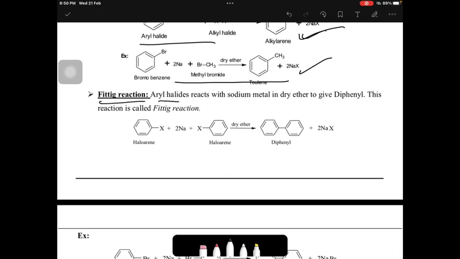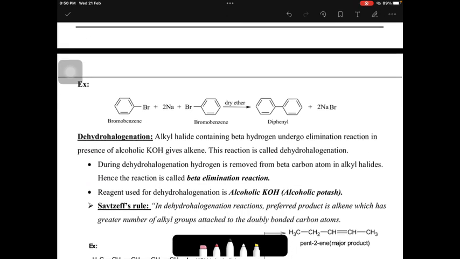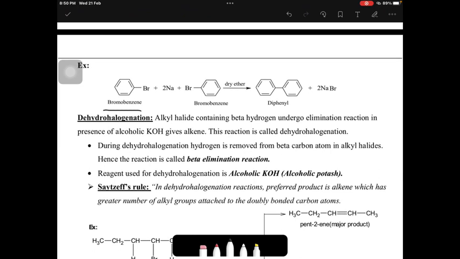Fittig reaction. Aryl halide reacts with sodium metal in dry ether to give diphenyl or biphenyl. This reaction is called the Fittig reaction. See here haloarene, here also haloarene. Two haloarenes react with 2 moles of sodium to form diphenyl or biphenyl. Example: bromobenzene reacts with sodium metal to form diphenyl.